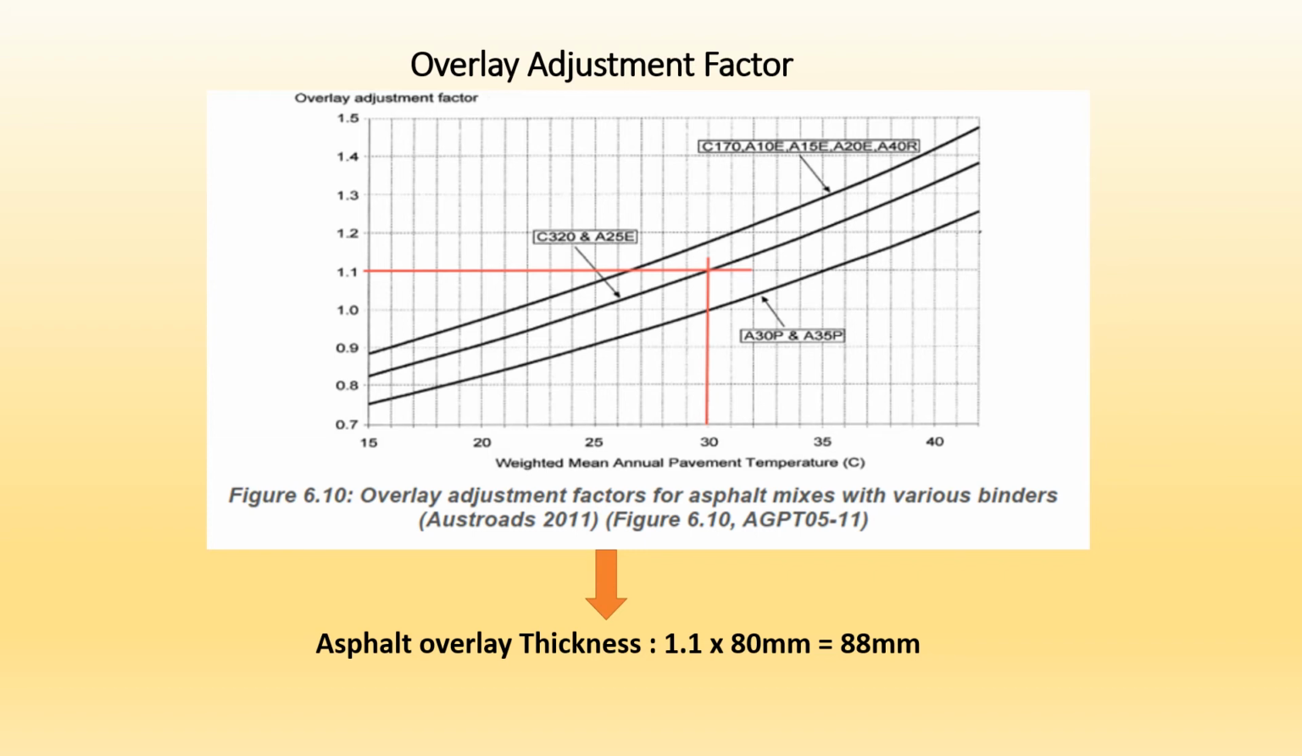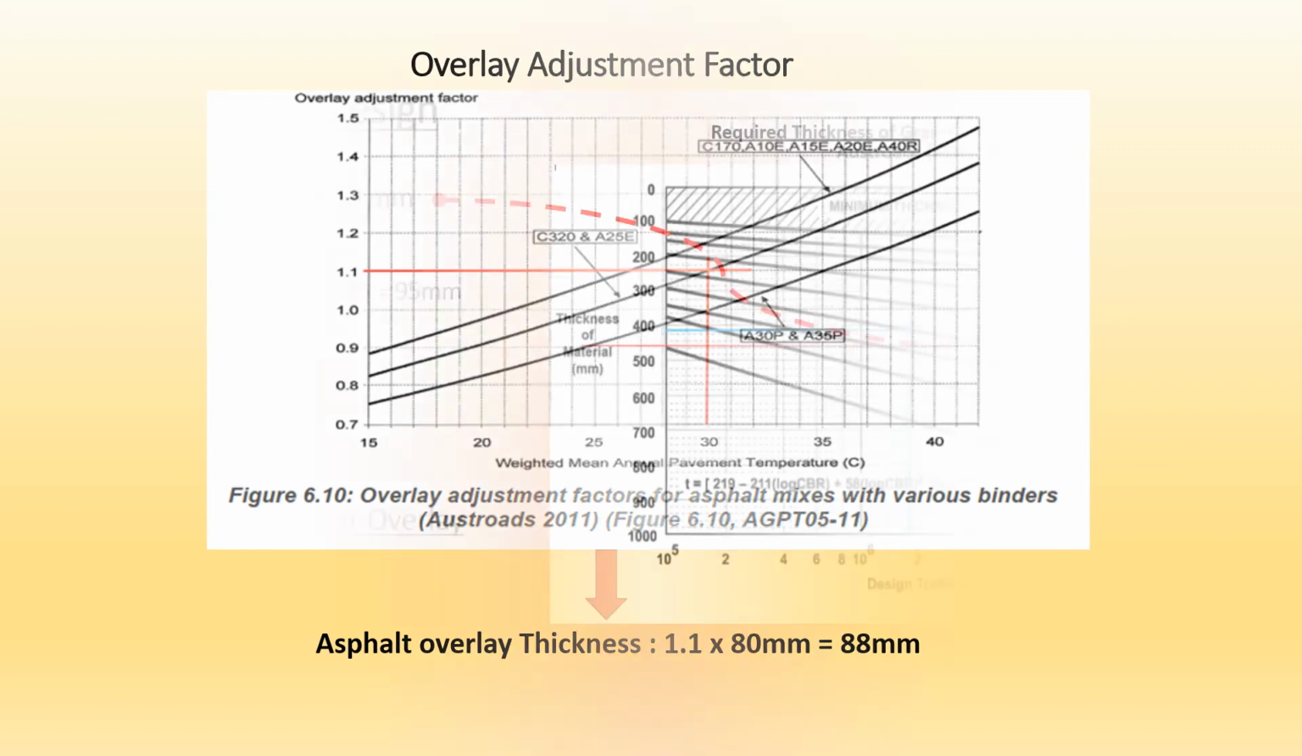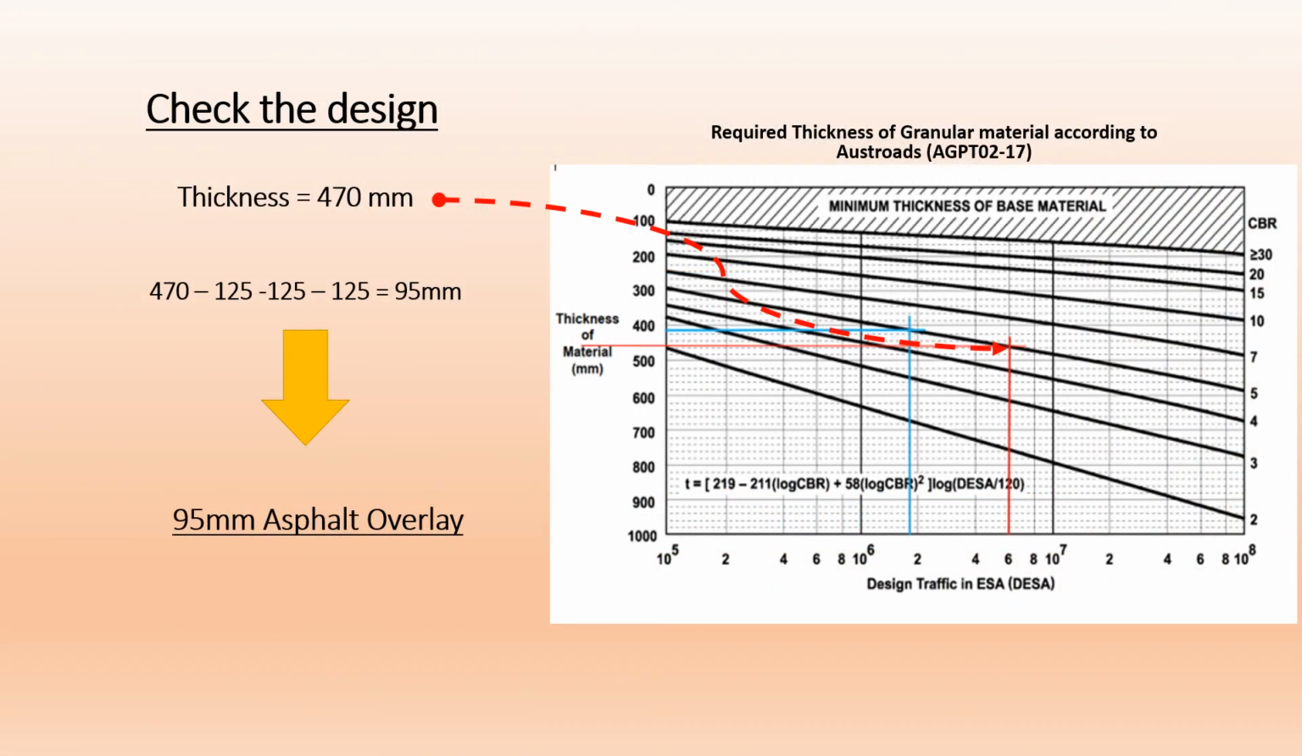Don't forget to check the required thickness, which depends on the CBR value and the design traffic value. The required thickness we get here is 470 millimeters. By subtracting the subbase and base thickness from the required thickness, we get 95 millimeters for the overlay thickness of the asphalt. Here it is completely preliminary.